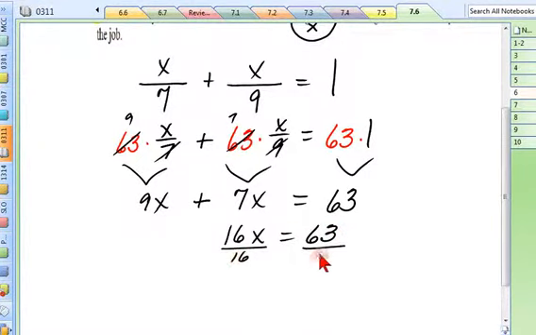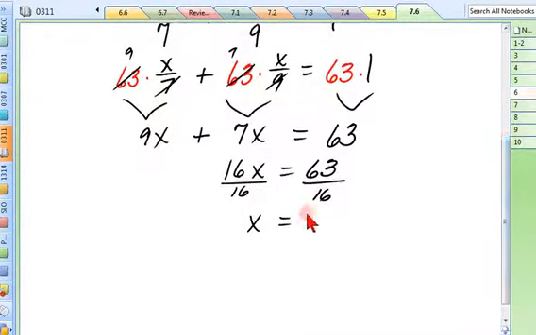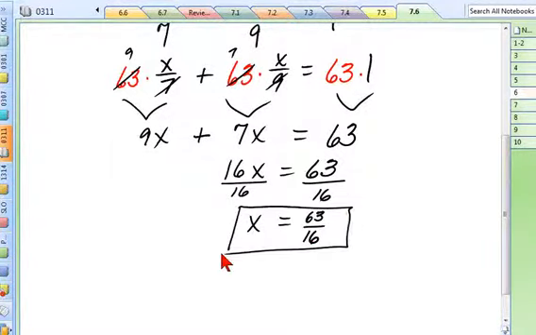Divide by 16, and x is equal to, and before I complete, I go back to the original problem to see what the little instructions say. It says, type as an integer, well it's not going to be an integer, it doesn't go in evenly, or a simplified fraction. It does not say anything about mixed number. So 63 over 16 is simplified. It is reduced to lowest terms. It's done. No mixed number on this one.